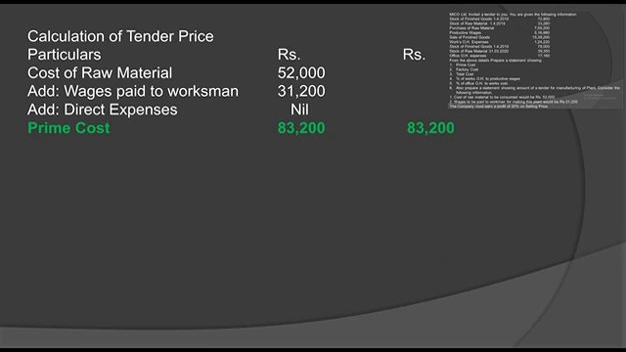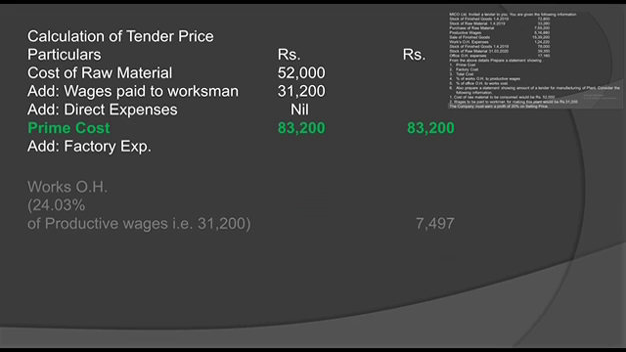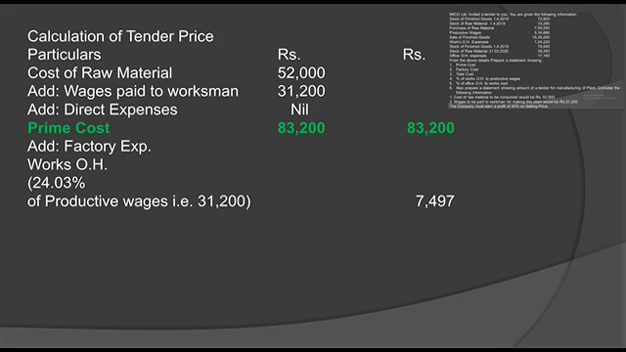Now in this prime cost we are supposed to add the factory overheads, but factory overheads are not given, but its percentage is given. Therefore works overheads are considered as 24.3% of the productive wages, that is rupees 31,200. So 31,200 multiplied by 24.03%, you will get 7,497 rupees. So the total will be called factory cost, or you can say works cost.